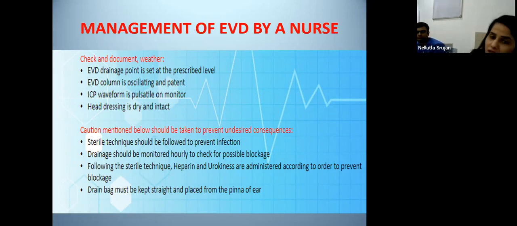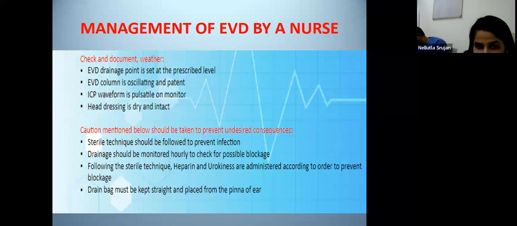Because of the tubings, there are chances of a kink happening. So in such scenarios, we should make sure the tubings are intact. This procedure is done in a sterile technique only. The drains have to be monitored hourly to check for any blockage or leakage. While doing this procedure, the medications used are urokinase and heparin. These are administered in order to prevent blockage.